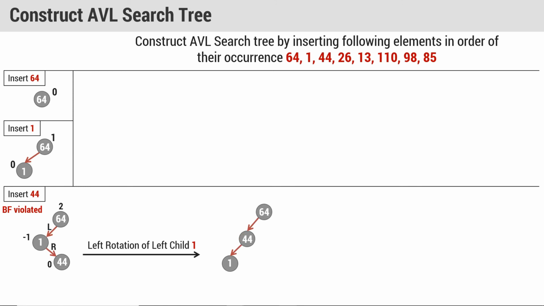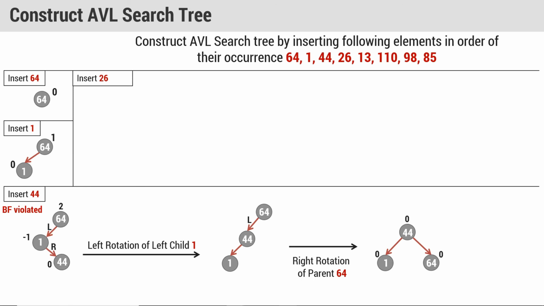Now the remaining problem is L. So the solution of this L problem is one right rotation at 64. So by one right rotation our tree becomes like this: 44 becomes the root, 1 becomes a left child, and 64 becomes a right child. Now we check the balance factor at all these nodes, that is 0, so it is a balanced tree.